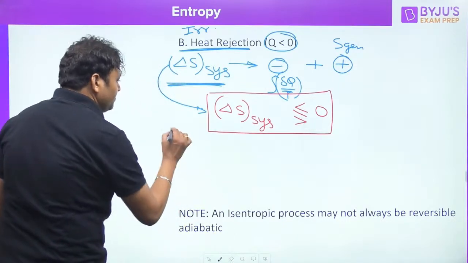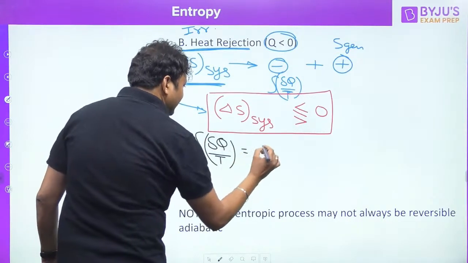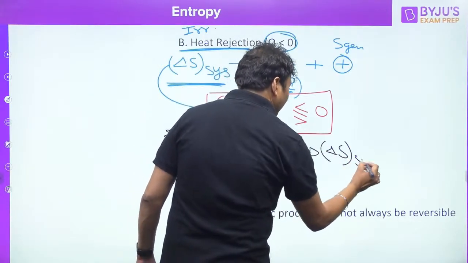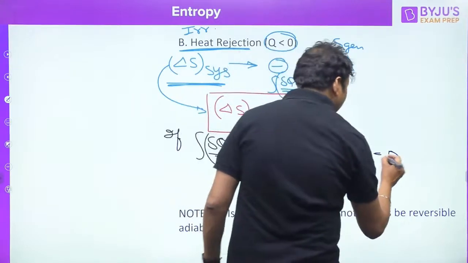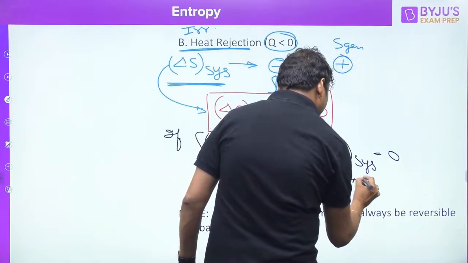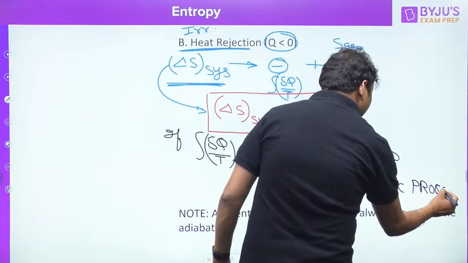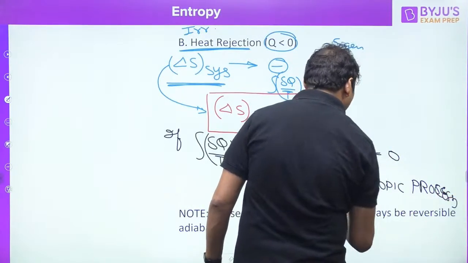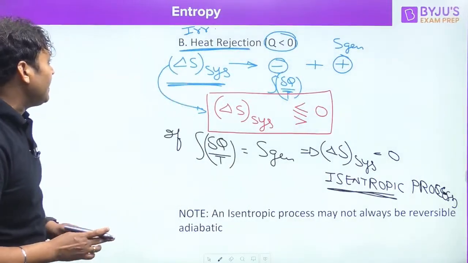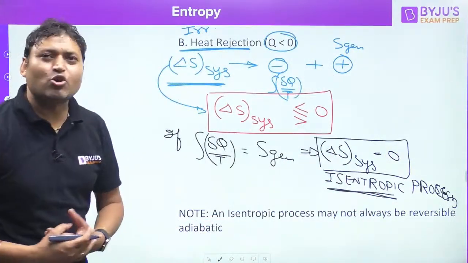But there is a possibility that if integration of del Q by T is same as entropy generation, in that case, do you agree change in entropy for the system is equal to zero? And that is why the process is called isentropic. The process 1 to 2 can be considered as isentropic, isn't it? What is isentropic process? When the entropy change will be zero. So there is a possibility of having the system in an isentropic process.